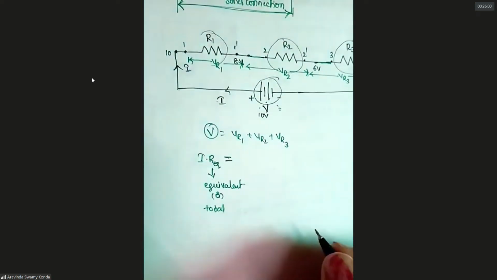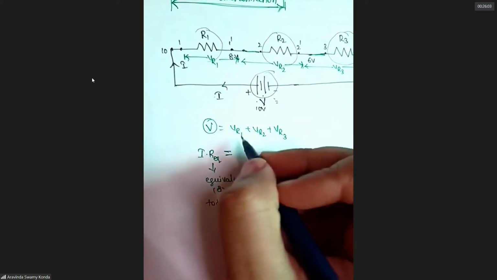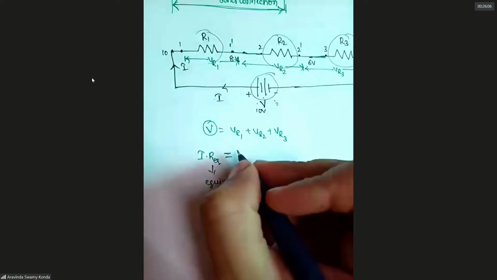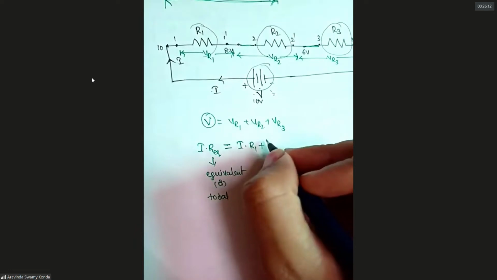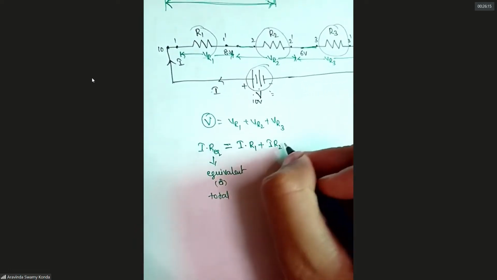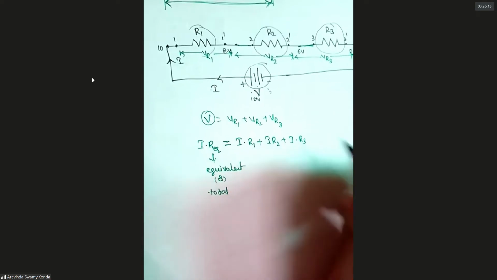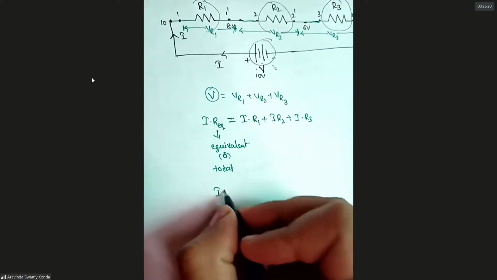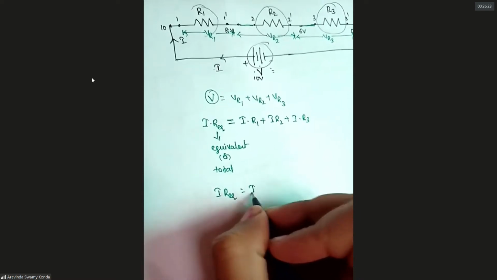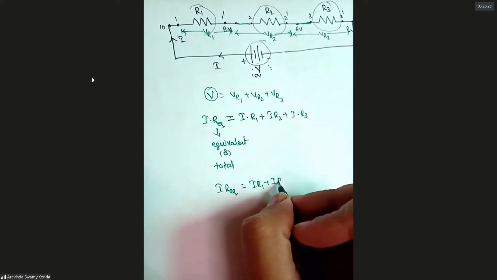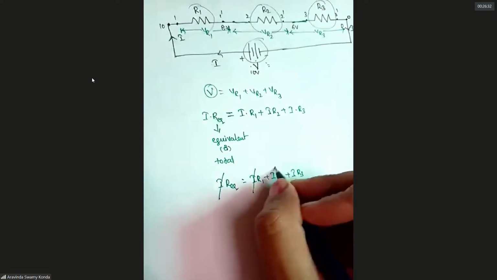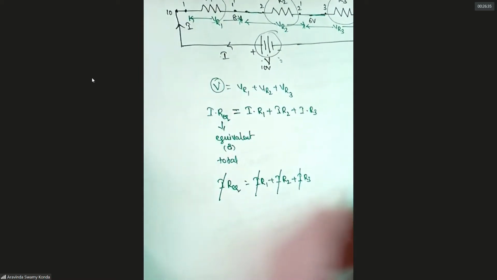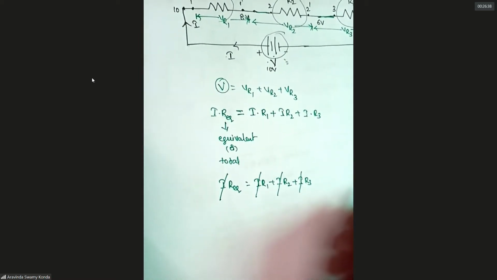So what is VR1? Voltage drop across R1 is nothing but the current through that resistor, I, and the resistance R1. Next, for R2, the current is I, so I R2. For R3, I R3. Am I right? So I R equivalent equals I R1 plus I R2 plus I R3. On both sides I is getting cancelled. Am I right? Yes, sir.